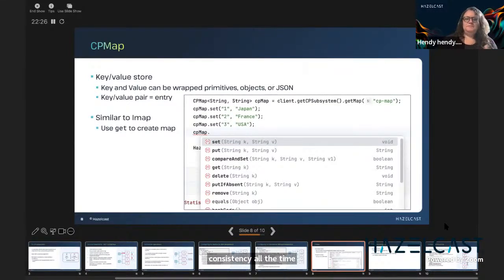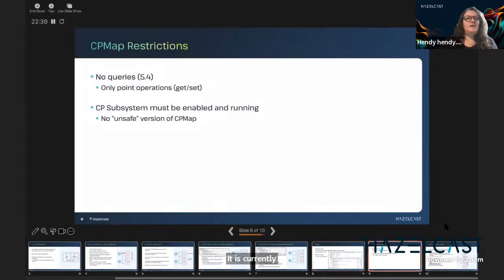If I got a screen capture here of the IDE that I use that shows all the operations, and these operations should be familiar to you. Yeah, okay. So for 5.4, it only does point operations. So get, set, put. Querying is coming. I believe it's in 5.5. I'd have to check the feature list again, but the ability to query data structures in CP is coming. It's just not there yet.